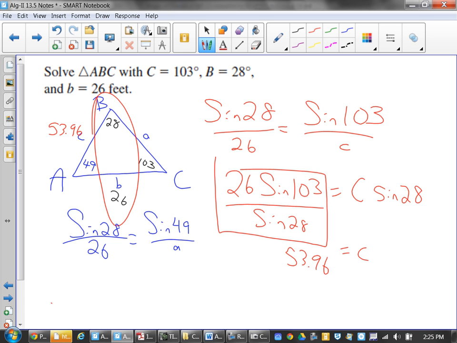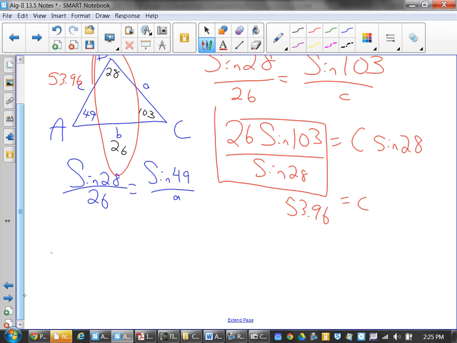Could we use Pythagoras here? Is that a right triangle? Oh, no. So can you use it? No. Very good. So what do we get? 26 sine 49 over sine 28. What do you guys get? 41.8. 41.8? Yeah, that's what we got earlier. Spoiler alert.